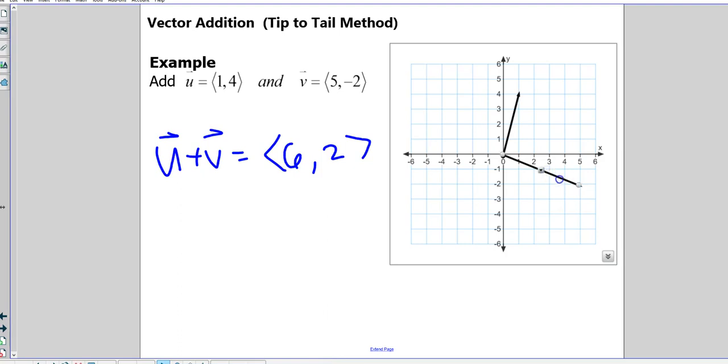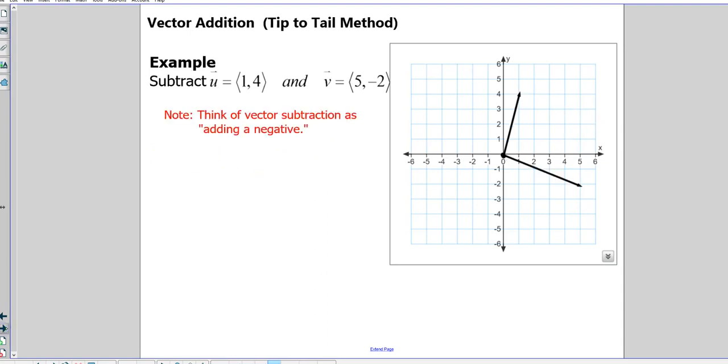Now watch what happens when I do what's called tip to tail method. So if I attach tip to tail, be about there, right? And then if I draw my new vector at the origin, can you see where I land? 6, 2, right? So graphically, it's called tip-to-tail method. Algebraically, it's not anything earth-shattering, right? We're adding our components to one another.